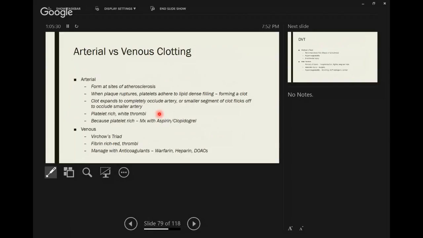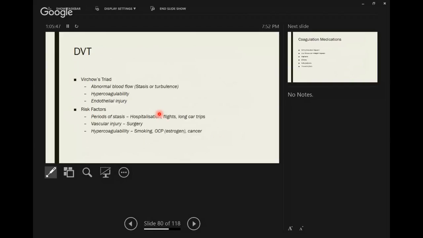Venous clots are to do with Virchow's triad. They're fibrin rich, they're red thrombi, and you manage them with anticoagulants, so warfarin, heparin, DOACs. In reality, all of them are a bit platelet rich, a bit fibrin rich, but these are older ways of thinking about them, which you might get tested on. For DVT, it's really important to know Virchow's triad, which are risk factors: abnormal blood flow, so stasis or turbulence, hypercoagulability, or endothelial injury.